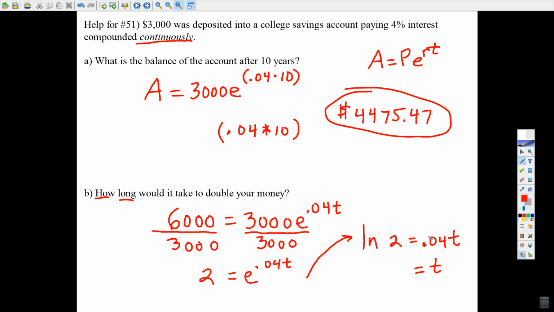And the final result, I get 17.3286, but it wants to know how many years, and I'm going to round this off, and I'm going to say approximately 17.3 years. t is rounded 17.3. So let's say it is about 17.3 years.